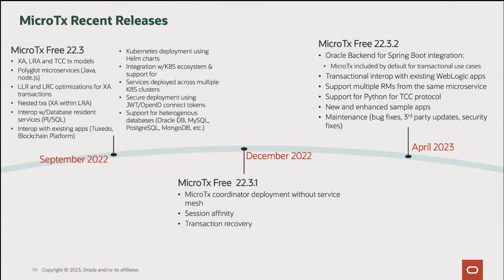And then one major change in this release, 22.3.2, was interoperability with WebLogic Server. So now you can have your existing WebLogic Server applications, written in EJBs or whatever it is, and then you can have other microservices running outside of WebLogic Server and still participate in the same XA transaction. Now you can also do multiple RMs, support for Python for the TCC protocol is there, and of course the maintenance.